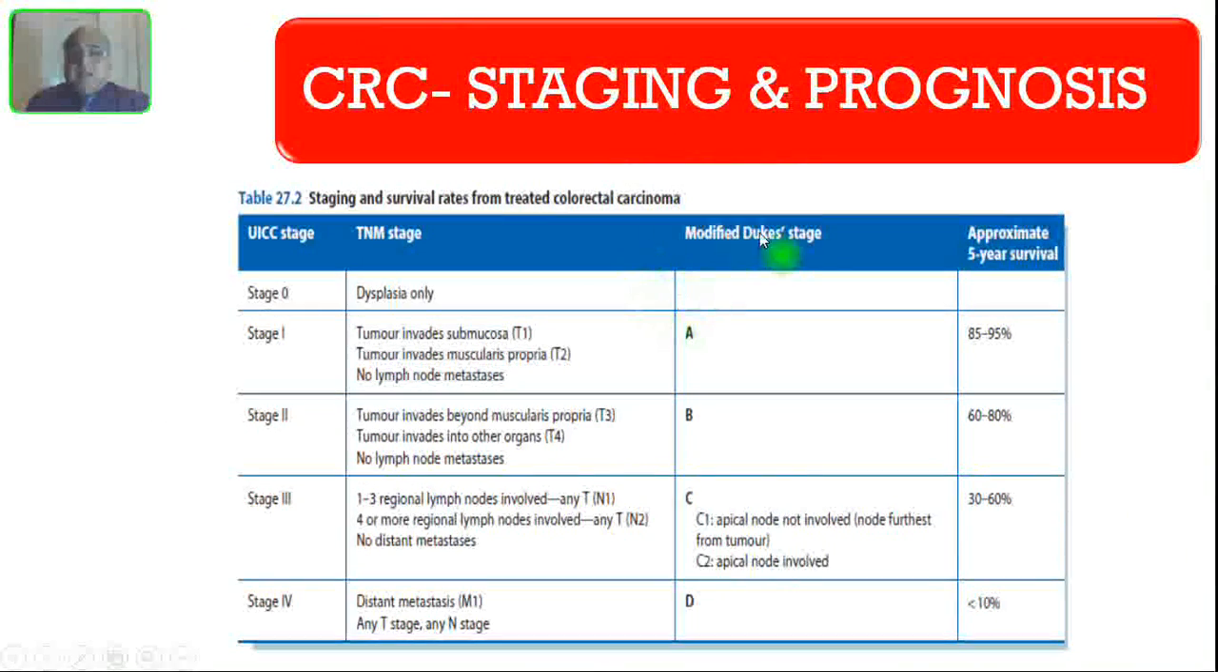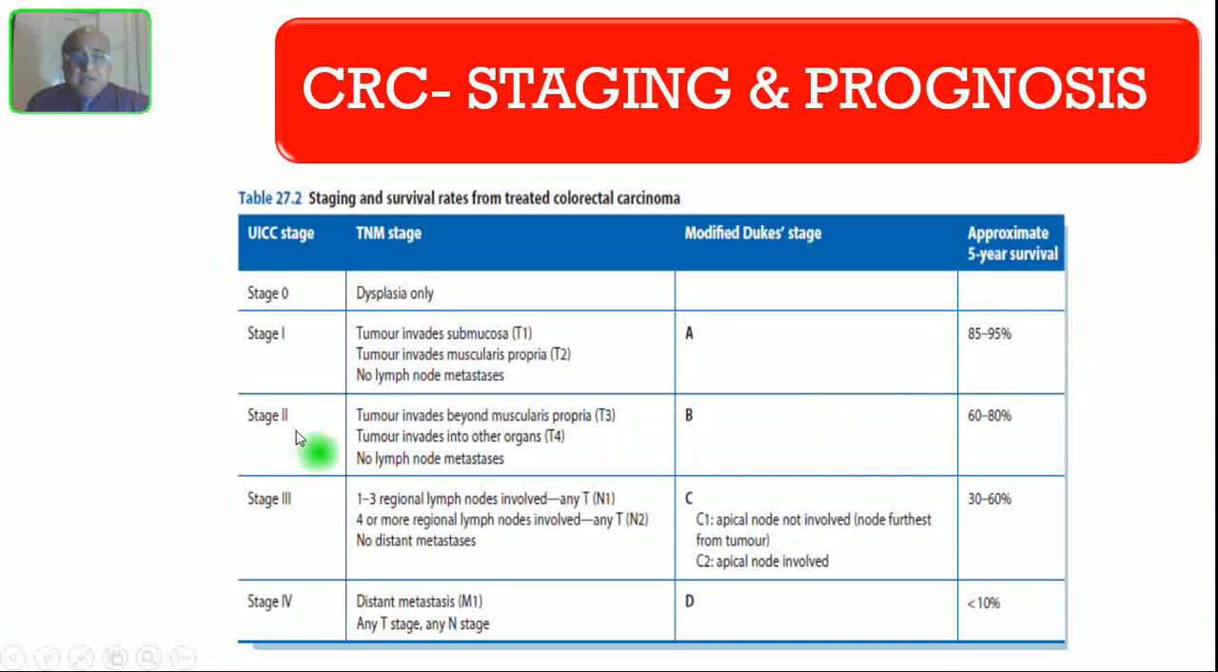So these are all the methods of classification you can see in this tabular column. This is the TNM classification, this is UICC staging, and this is the modified Duke's staging. And here you can see the prognosis or the survival rate also. Stage 0 in TNM means it is only dysplasia. Stage 1 or stage A in modified Duke's, the tumor is invading the submucosa. Tumor invades muscularis propria, that is T2. No lymph node metastasis. So survival in this group is 85 to 95%.